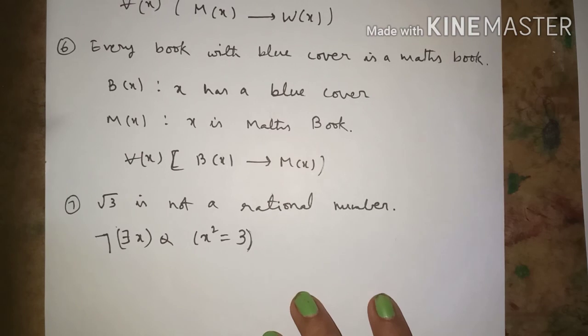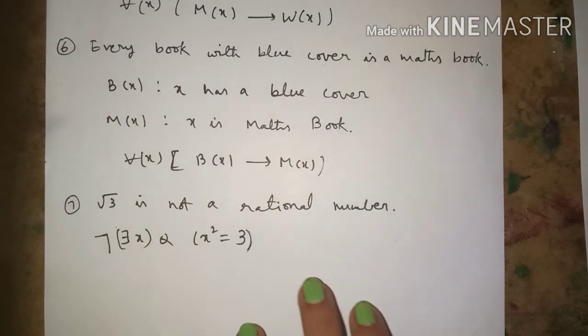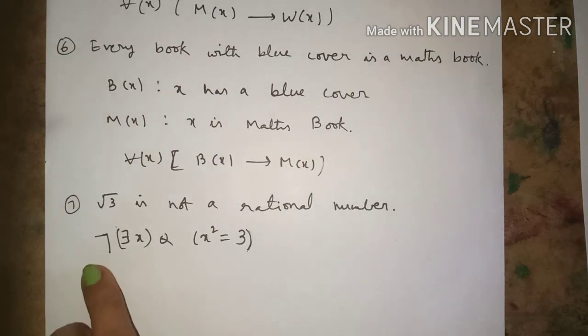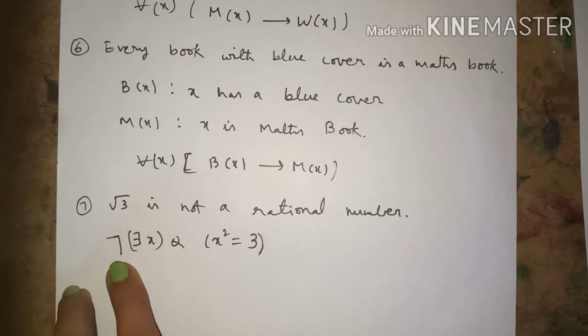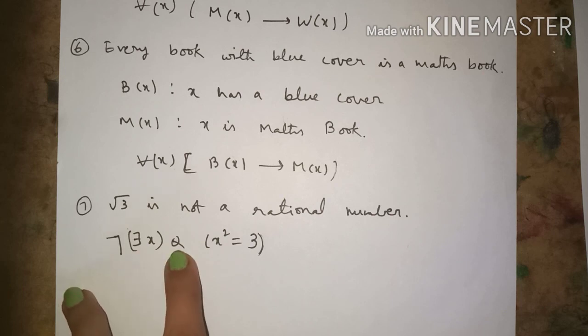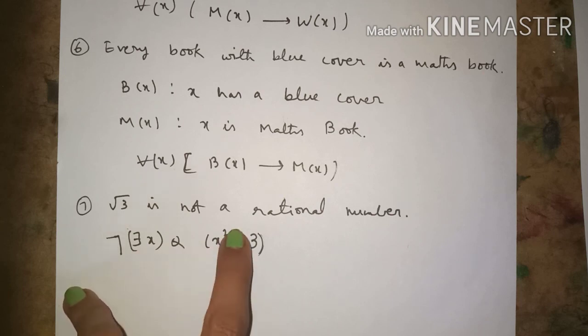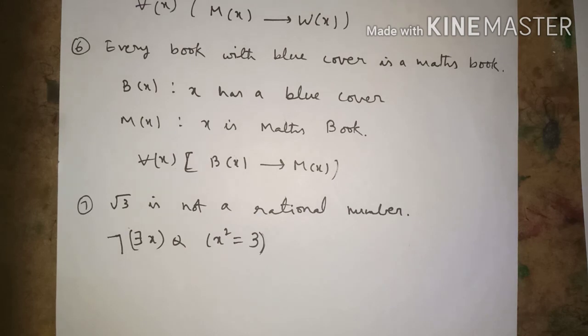The next one: root 3 is not a rational number. How to denote this one? This is the negation symbol. Negation of there exists some x, Q of x, where Q denotes rational numbers and x square is equal to 3. X square is equal to 3 means x is equal to root 3. Negation: root 3 is not a rational number.